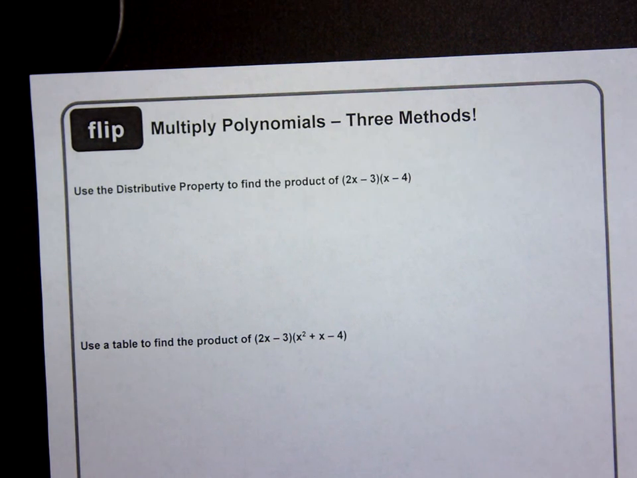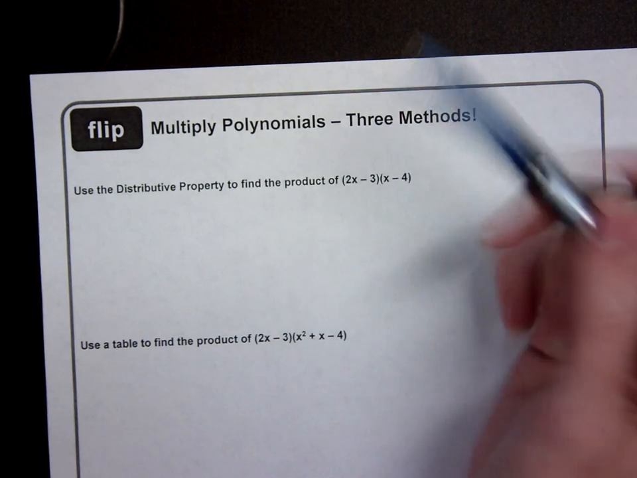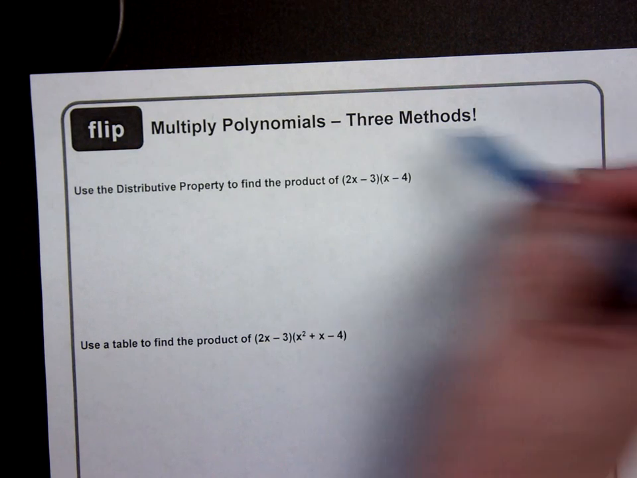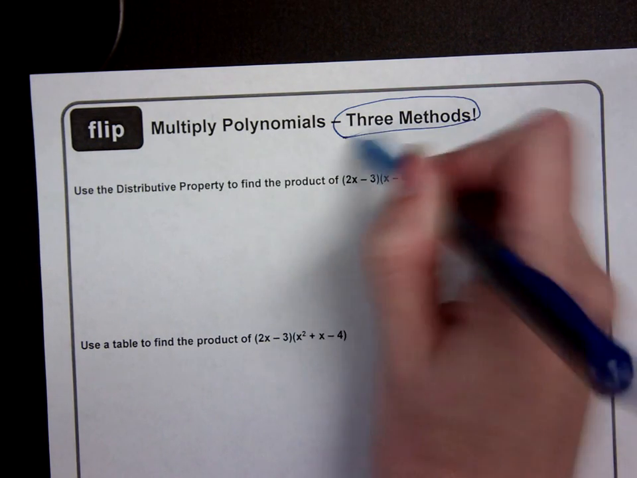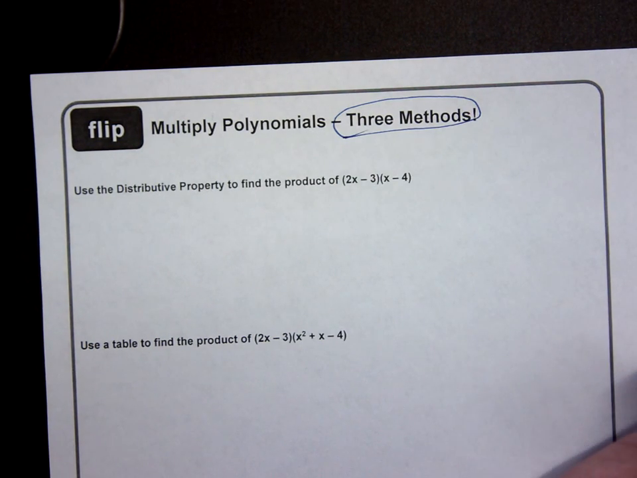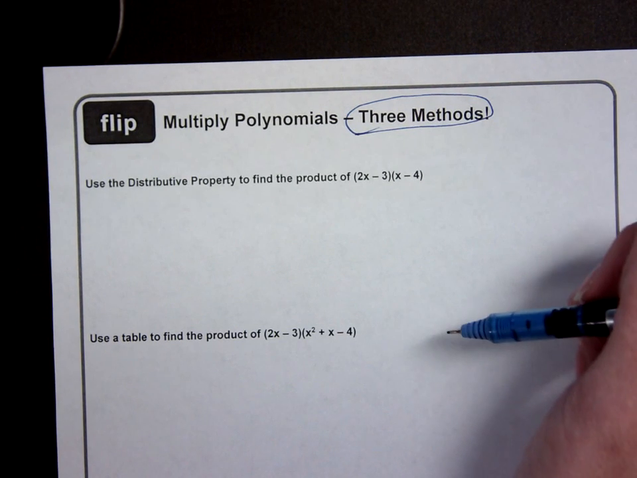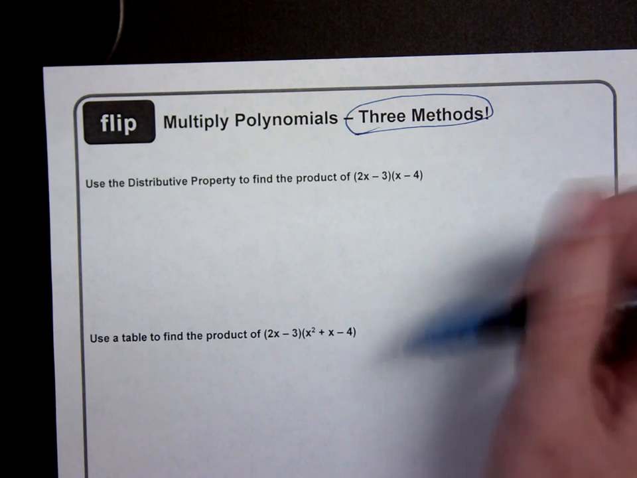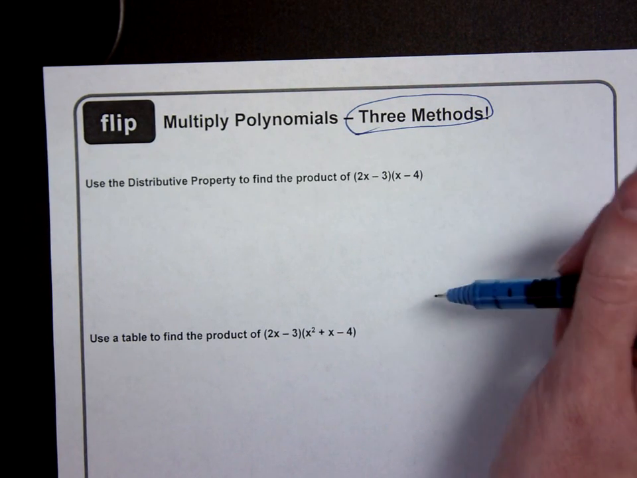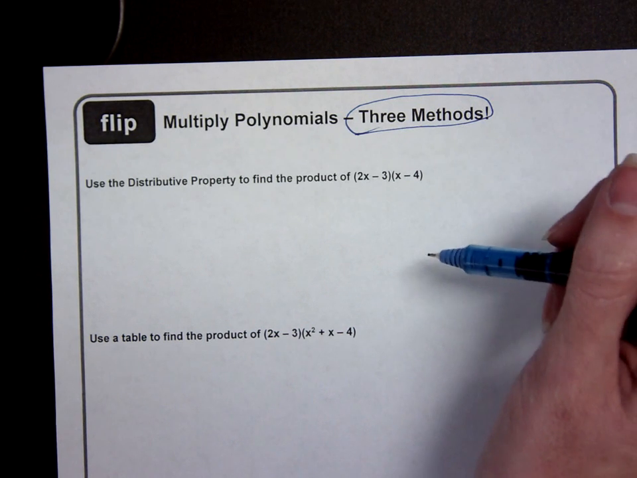We've added and subtracted polynomials. Now we're going to multiply them. And there are 3 different methods we're going to talk about in this video. 2 of them work all the time. 1 of them only works for specific styles of problems.